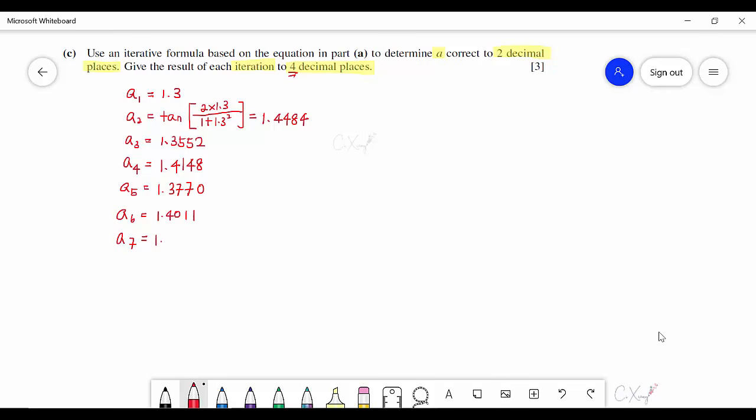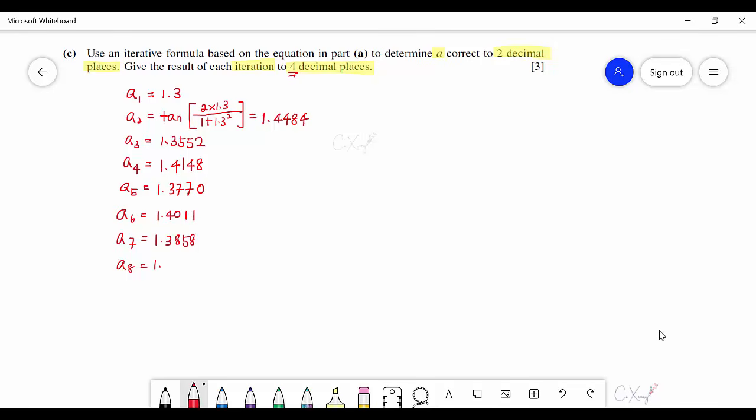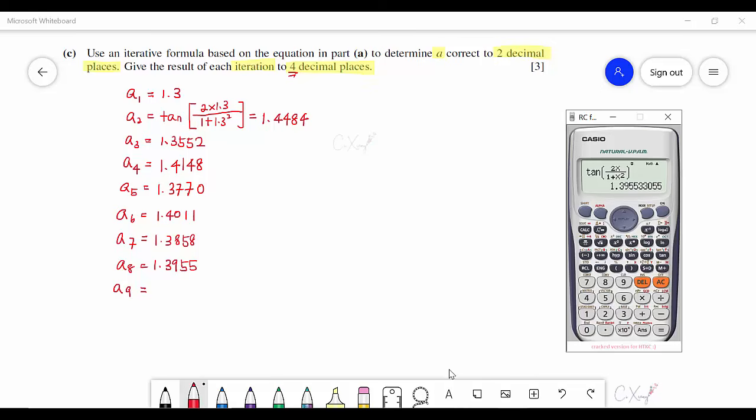So 1.3858. Okay, continue. Calculate 1.3858. All right, then press equal sign. 1.3955. So 1.3955. Okay, so from here, it is still not the repeated value yet. All right, but it seems like it is almost the same already, not a big difference anymore. So you can maybe just continue again.